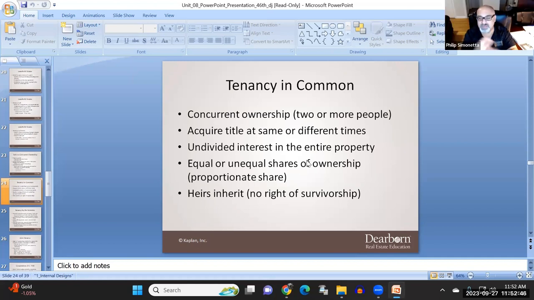It's more of a business transaction, a business type ownership rather than a couple or a family. I'll give you an example of this in a minute, but it's usually used for something like that. Now, there can be undivided interest in the property. One person can own 50%, another one can own 25 and 25. It doesn't have to be equal.